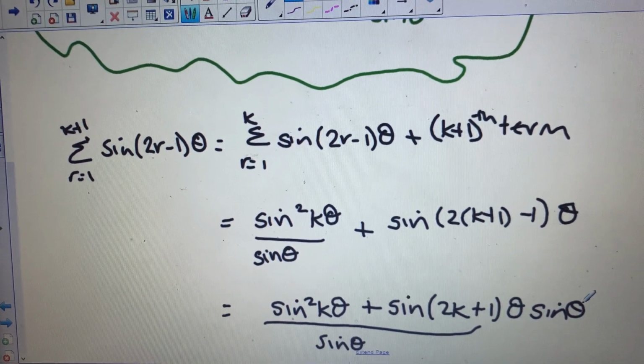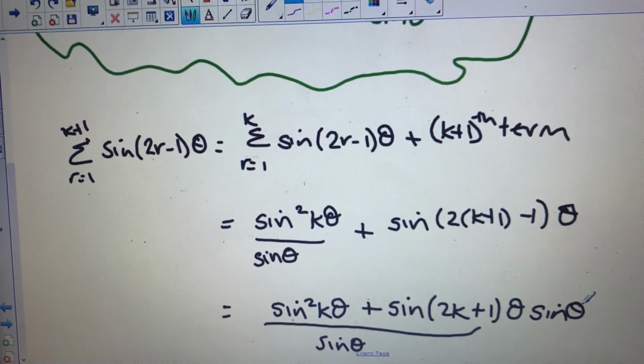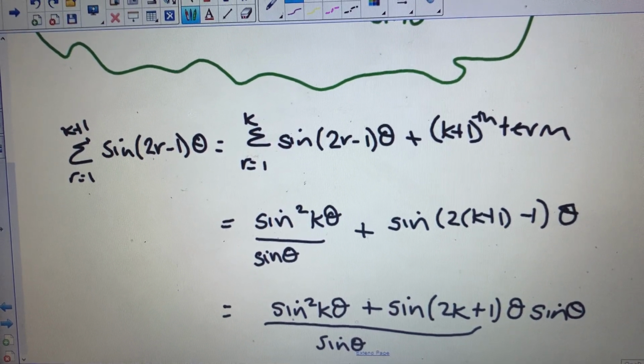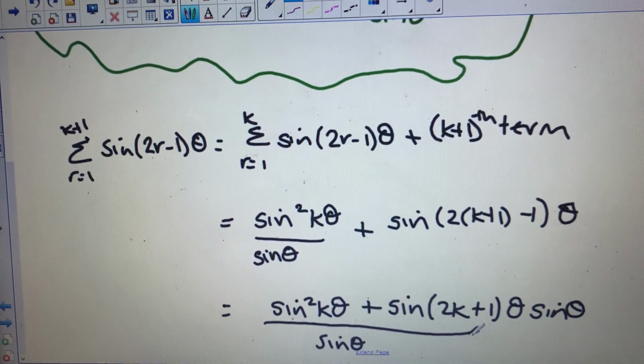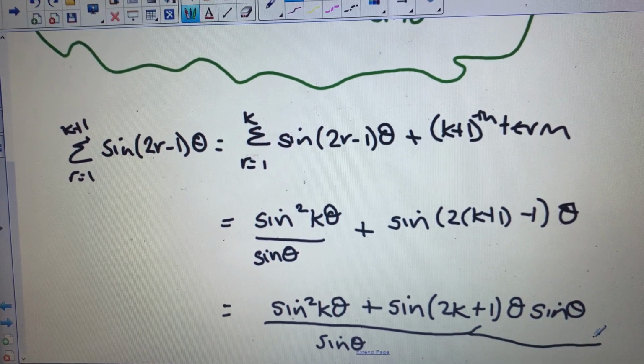Okay, now my phone is starting to not like this. It's gone into low power mode, but I think it's still recording.